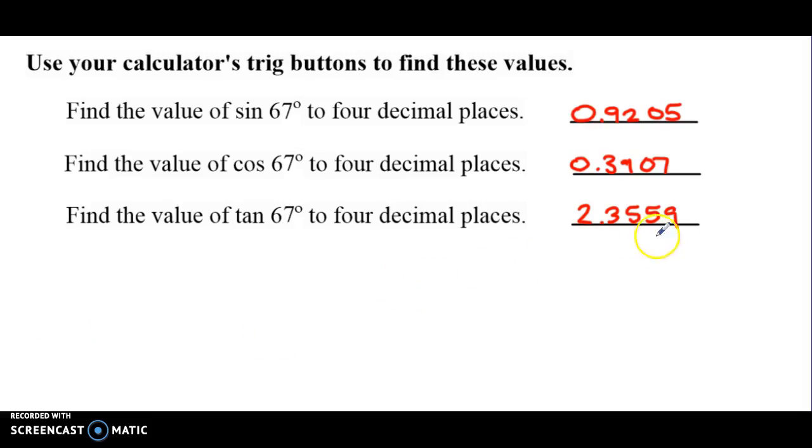Alright, if you plug those in, you should have had these two answers, 0.3907 and 2.3559. If you feel confident, go ahead and move on.